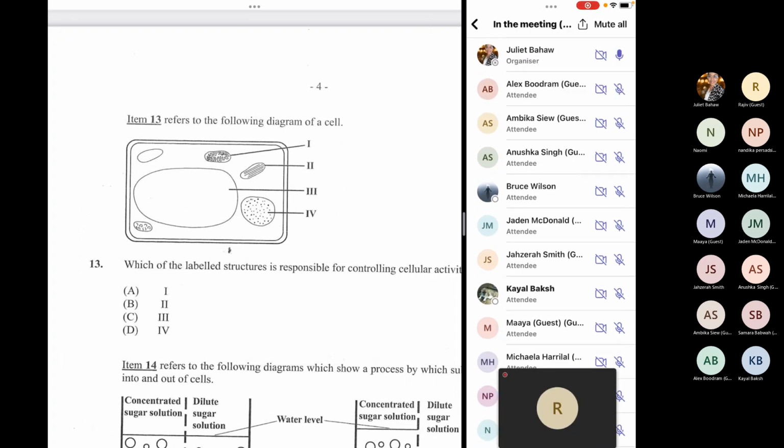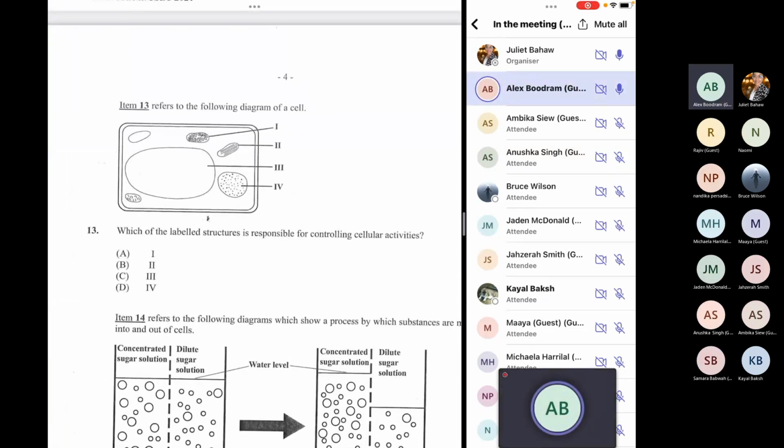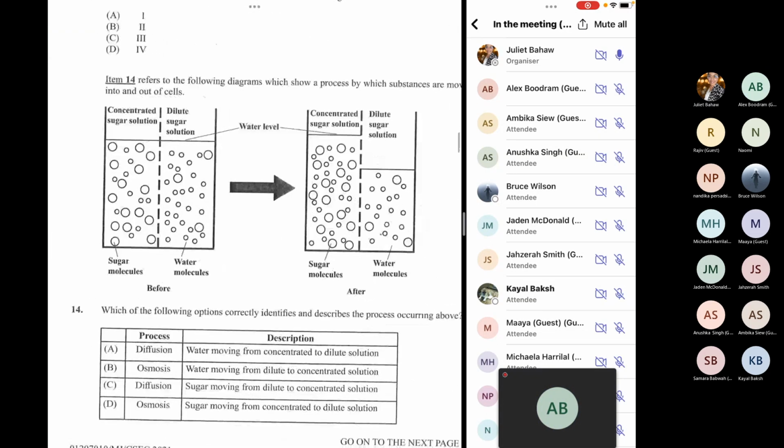Alex. Alex, we didn't hear from you, eh? Miss, I wasn't hearing properly the last time you asked. I can hear now. Sorry about it. Okay. Which of the labeled structures is responsible for controlling cellular activities? I had D. Very good. D is the nucleus. Ambika, 14.